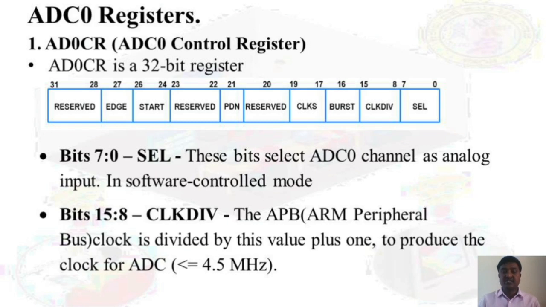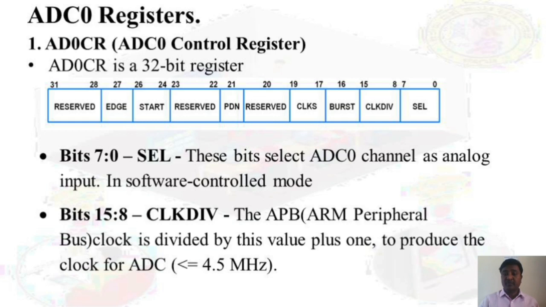AD0CR is a 32-bit register, that is, bit numbers are 0 to 31 as shown in the figure. Bits 0 to 7 are considered as SEL, that is, these bits select the ADC 0 channels as analog input in software controlled mode.